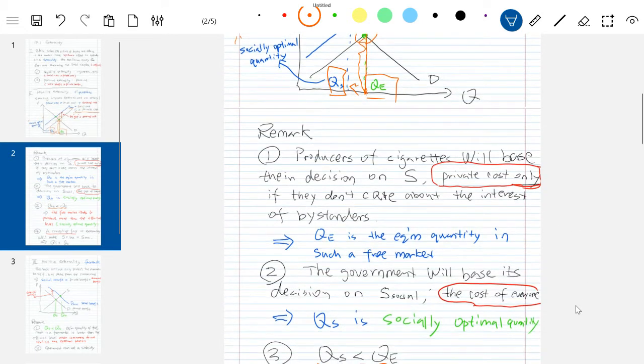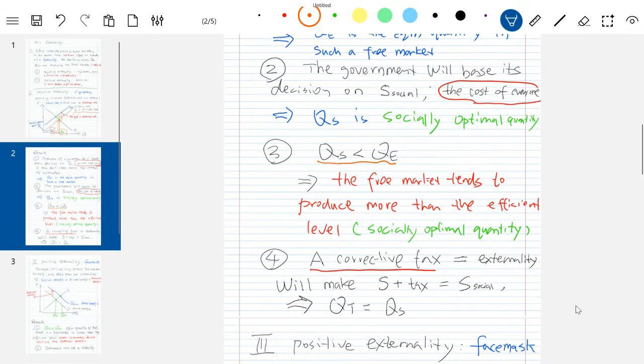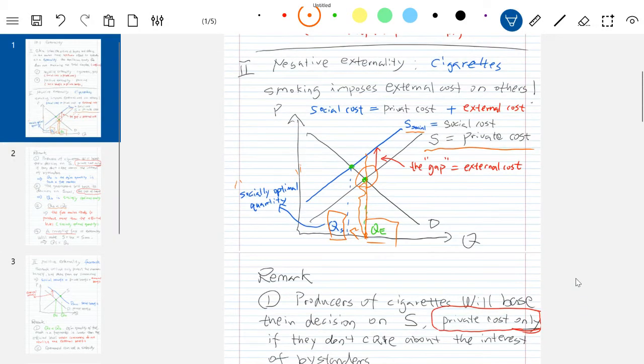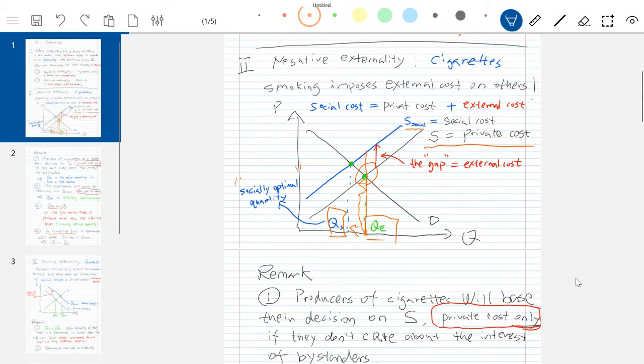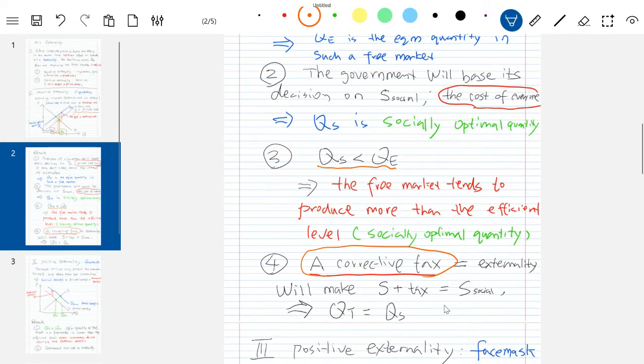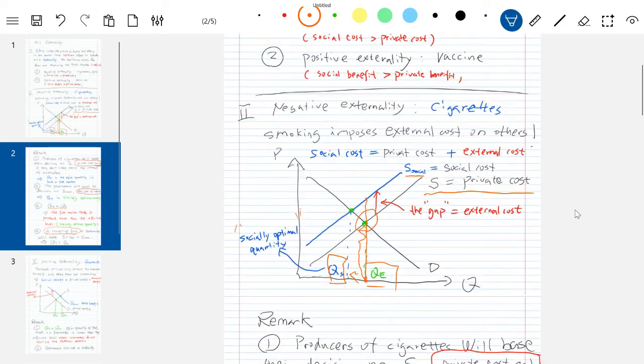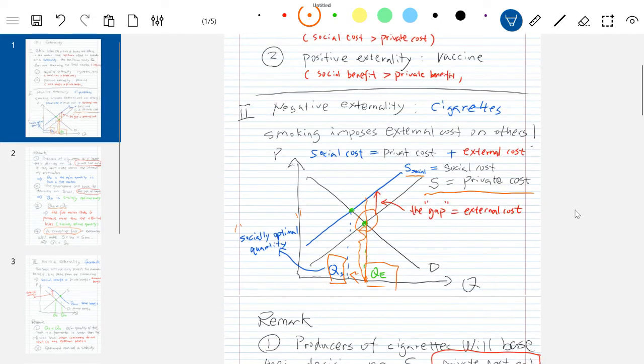Since the policy goal here is to reduce production, one plausible way of doing so is by using a tax. In this case, we call this tax a corrective tax. And if the tax amount is exactly the amount of the externality, which is the gap between the social supply and the private supply, then the supply function after imposing this tax would be exactly the social supply function, as indicated by the blue line on this diagram.